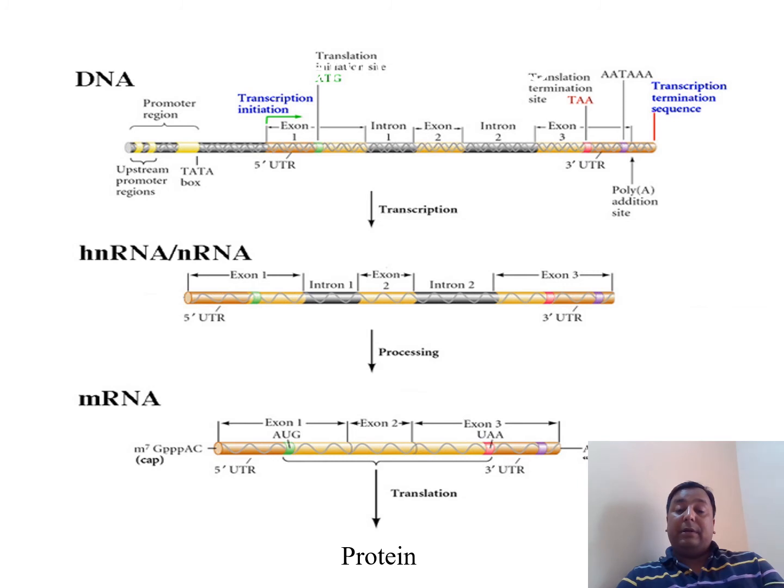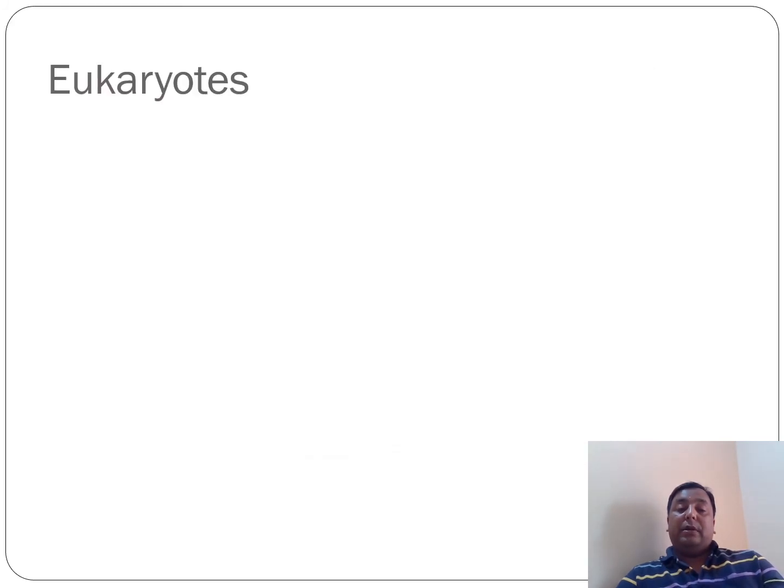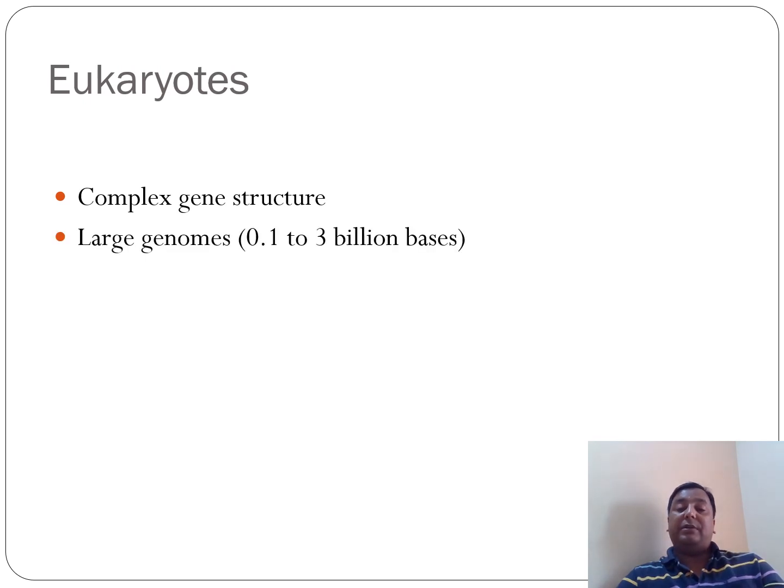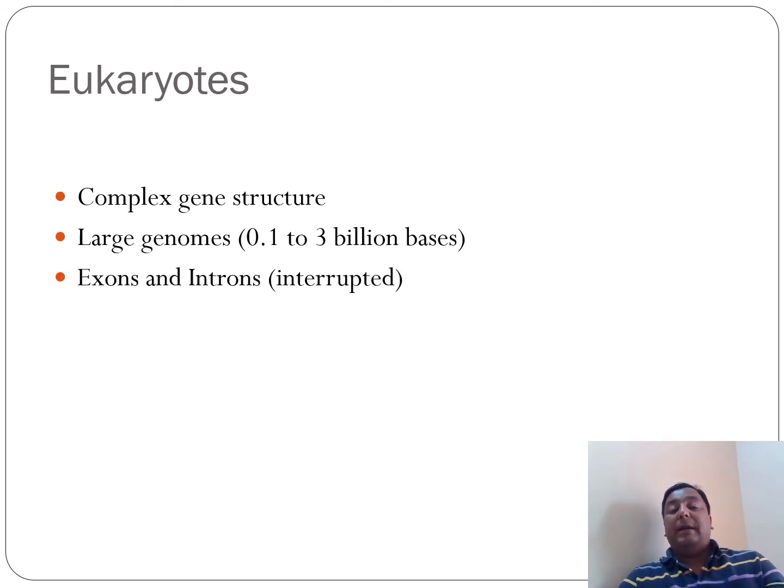And the entire exons are there, exons translate into the proteins. So these are the structures of the eukaryotes genomes. Eukaryotes are more complex in their gene structures. Large genome sizes are there, which range from 0.1 to 3 billion bases. Exons and introns are interrupted, because it's like alternative effects.